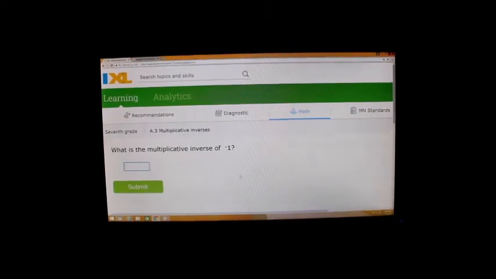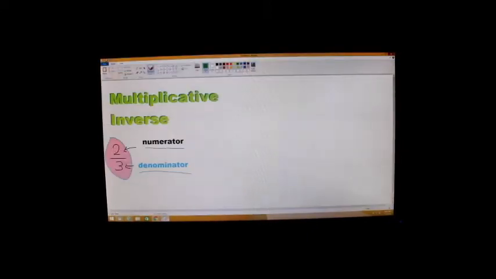What is the multiplicative inverse of -1? The question is asking us what the multiplicative inverse of -1 is. To change this into a fraction, we add a 1 on the bottom. And then we just switch the position of these numbers. Therefore, 1 goes on the top and -1 goes on the bottom. And 1 divided by -1 equals -1. So -1 is our answer.